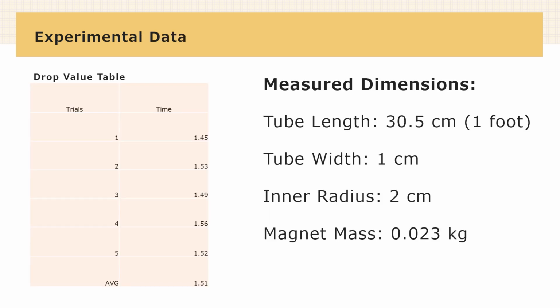So here's a quick summary of the experimental data. You can see the time it took on each trial and the average, and also the measured dimensions. The tube was 1 foot across, and had a 1 centimeter width of aluminum and 2 centimeters of inner radius. The magnet's mass was 0.023 kilograms.